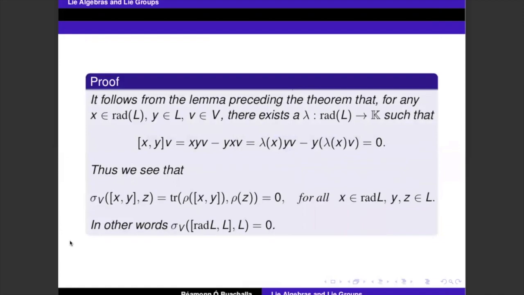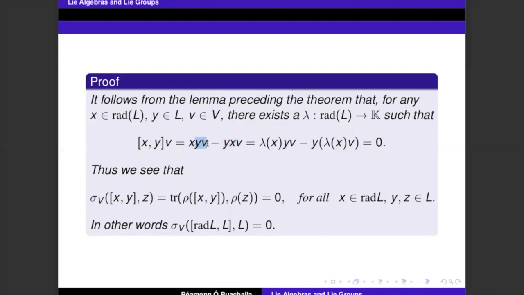Now, it follows from the lemma preceding the theorem, that is, in part 1 of the lecture, that for any x in the radical of L, any y in the Lie algebra itself, and any v in the representation, which we're now assuming without loss of generality to be irreducible, there will exist a lambda from the radical into k such that the Lie bracket of x and y, which of course will be the commutator because the representation is always a Lie algebra map, is equal to this.